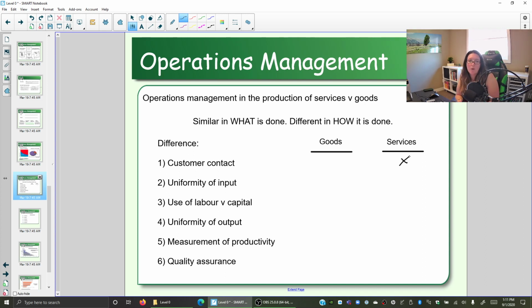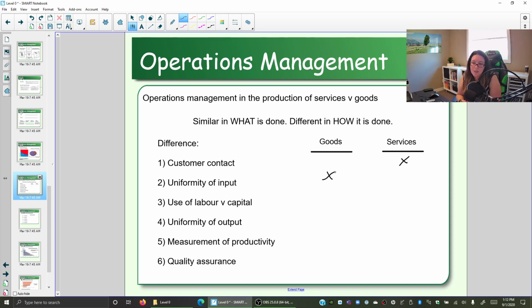What about uniformity of input? So this is the materials that are coming in for us to add value. Well, there's a lot more uniformity of input when we're looking at goods. Because if you think about a can of Coke, every can of Coke should have about the same amount of water going into it, the same amount of plastic in the bottle, same amount of sugar, right? So we have the same inputs in all of them.